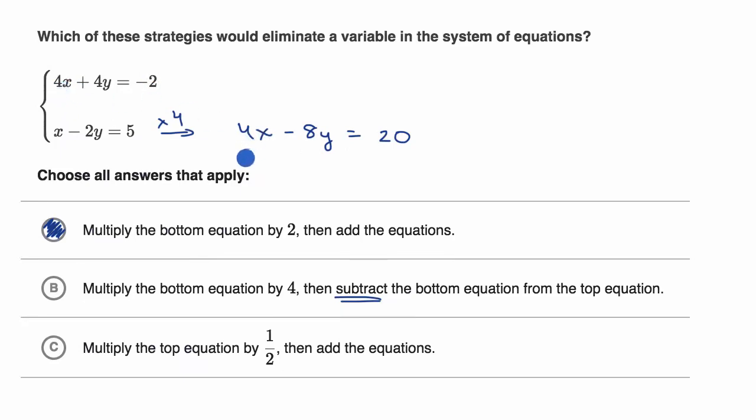So that does definitely eliminate a variable. So I like choice B. Now what about choice C? Multiply the top equation by 1/2, then add the equations. Let's try that out. Pause the video.